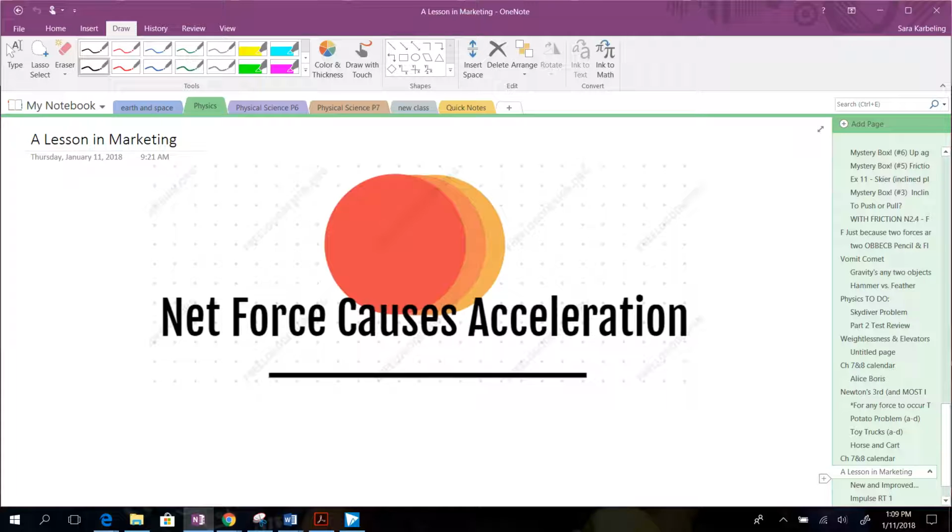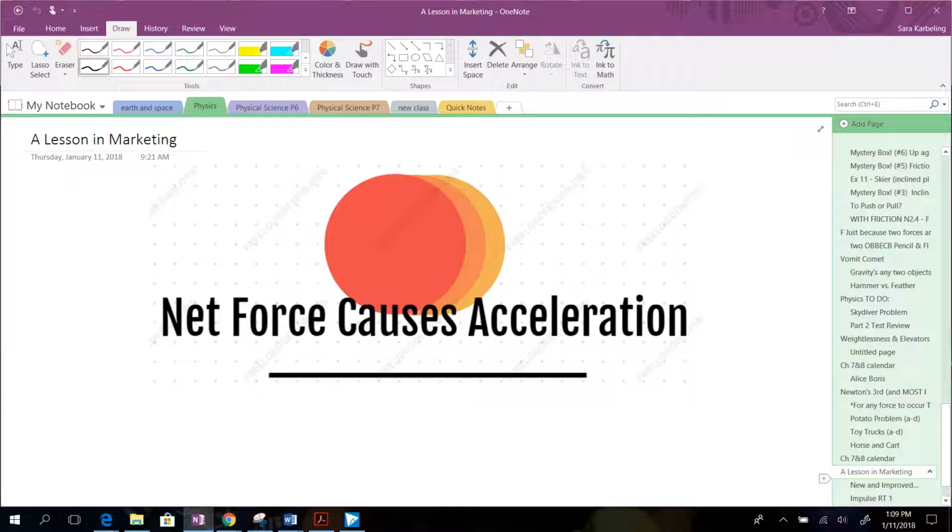How do you feel about that? A net force causes an acceleration. Think that's true? A net force causes an acceleration? This is not supposed to be a trick question. If a net force is acting on something, what will happen to it? It'll accelerate, right? We've been talking about this for a long time. Last year we talked about this, right?